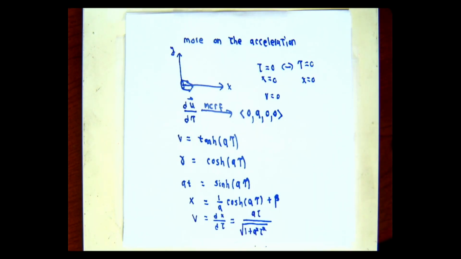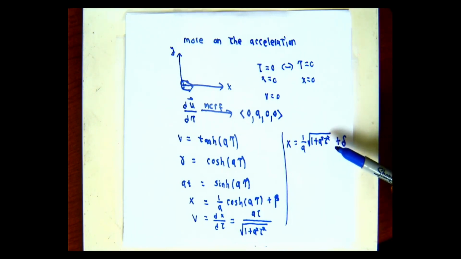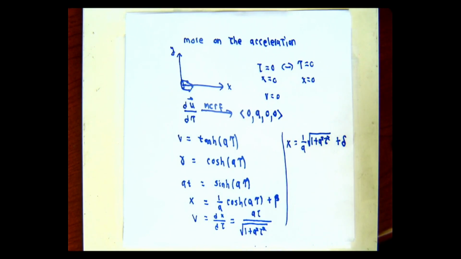Combining the previous facts, I found out that v, which is equal to the derivative of x with respect to t, is a times t divided by the radical of 1 plus a squared t squared. It's not difficult to integrate that last equation and find out that x must be 1 over a radical 1 plus a squared t squared plus a constant of integration that I'm calling delta. I'm leaving the delta in for the same reason that I left the beta in. If we wanted to start at x equals 0 when t equals 0, delta would need to be the negative of 1 over a.